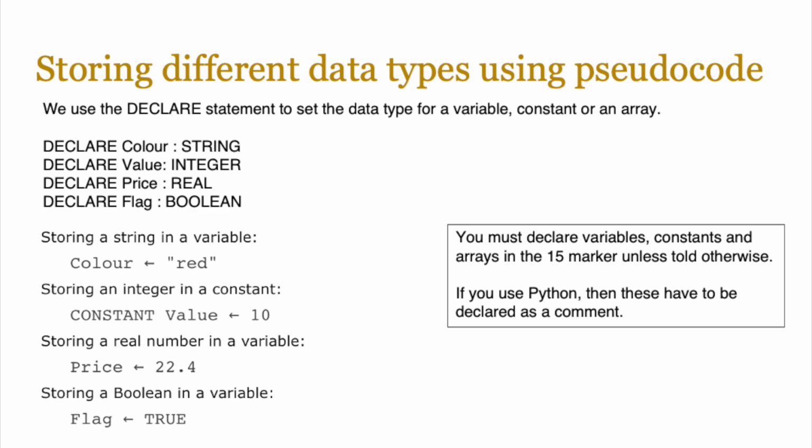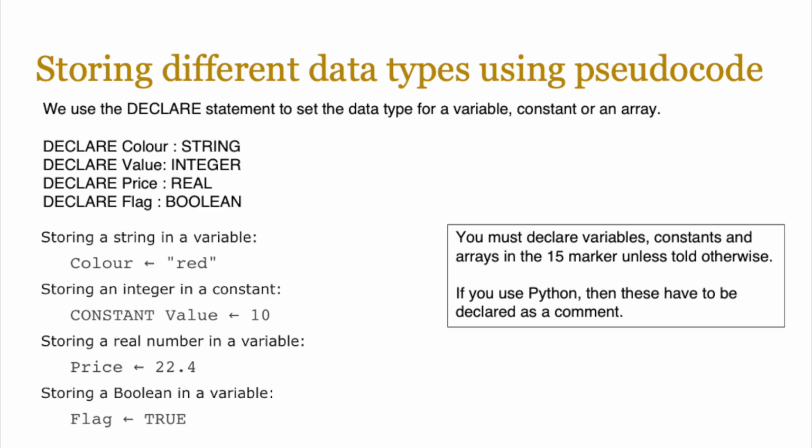So color can be assigned the value red, and red has to be in quote marks because it is a string. However, if we were going to use a constant, for example, the value constant, we can assign that 10 because we've declared it as an integer. So both variables and constants need declaration in pseudocode. And similarly, we can do the others. Price is real, so it's assigned the value 22.4, and flag is a Boolean, so it's assigned the value TRUE, and true or false will also be in capitals.